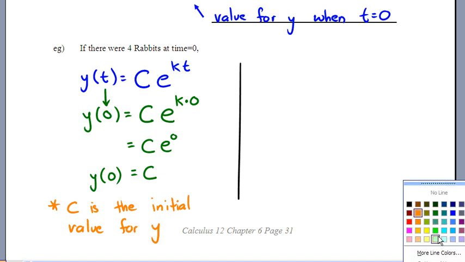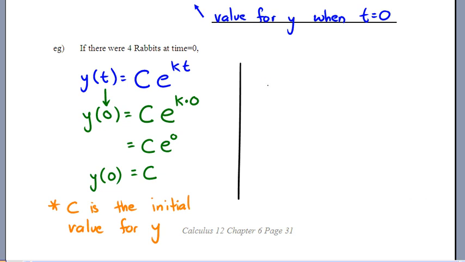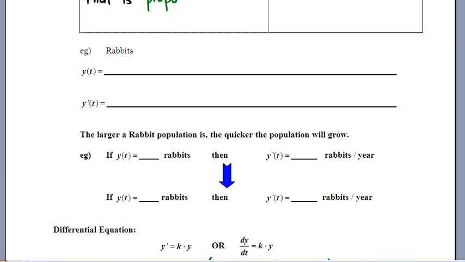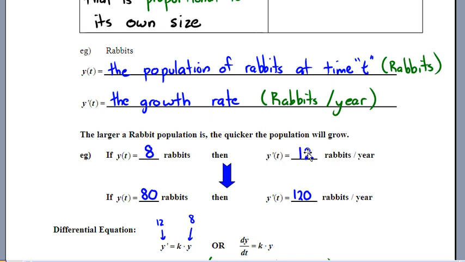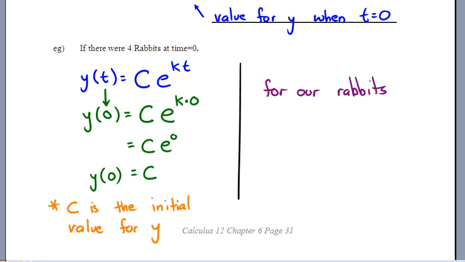So for our little made-up rabbit story, let's grab a color here. Let's go with this one. If you start off with 4 of them, and if they were growing at that rate where on the previous page we said, well, if you have 8 of them, you're going to have 12 new ones every year. So the k would have been 1.5 in that story. Then for our rabbits, you can say, oh, here is a little predictor for how many rabbits you're going to have at any time. It would be 4 and then e to the 1.5 t.